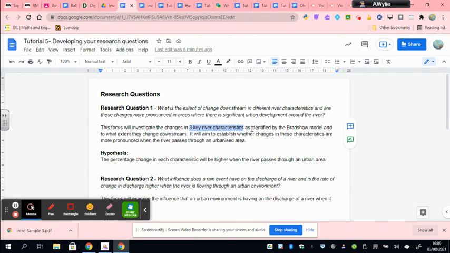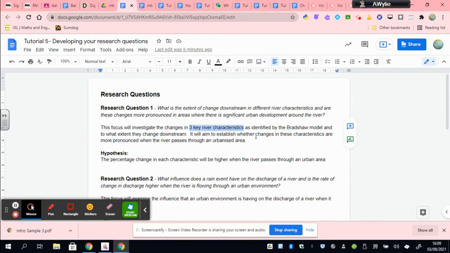We're going to investigate change in the 3 river characteristics as identified by the Bradshaw model. So we're using the Bradshaw model to determine what those river characteristics are going to be. And we're going to look at to what extent they change. So how much are they changing, by a lot from one location to another, or by very little?